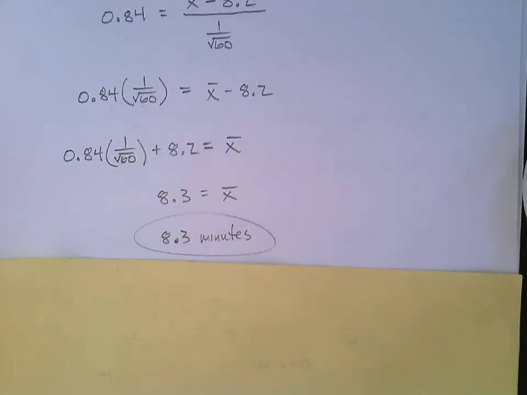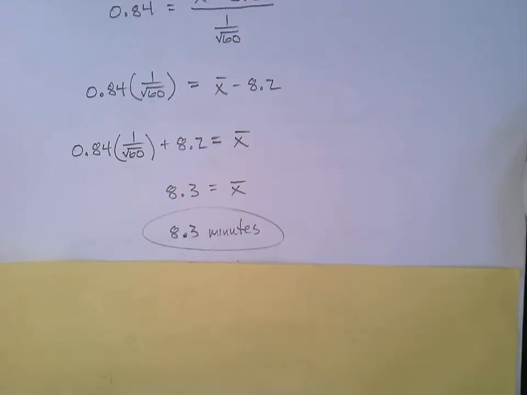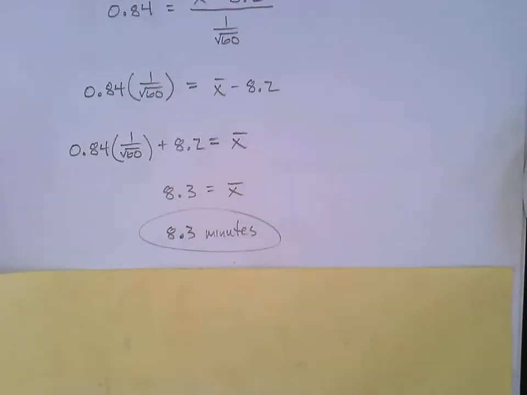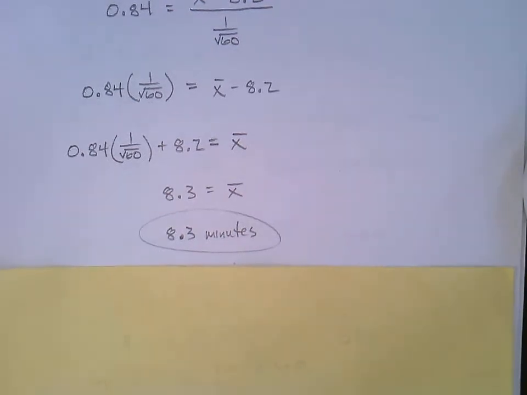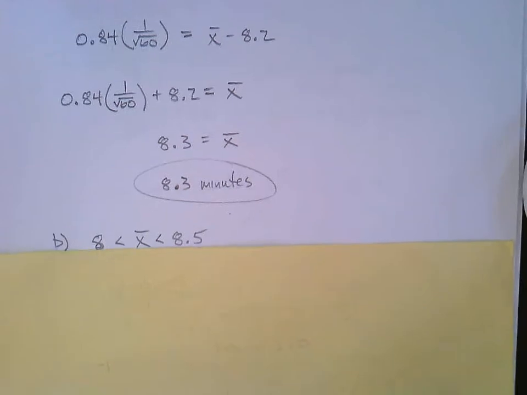Okay, very nice. What does part B have for us? Find the probability that the sample mean is between 8.0 and 8.5. We have not done a between kind of probability yet in this chapter, so it's a good idea to practice all the different styles. We do less thans, we do greater thans, we do betweens. So let's try this out.